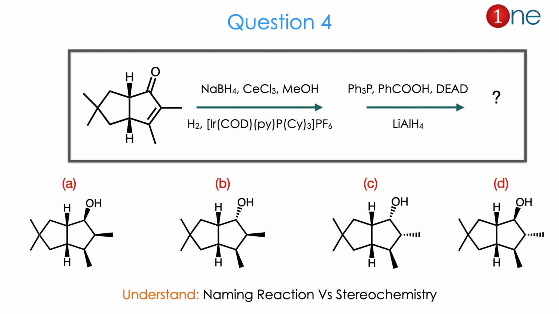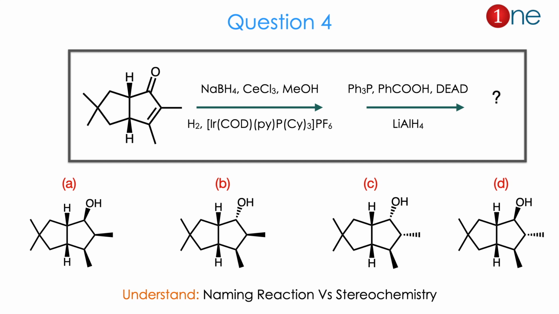Then the question number 4. The starting material is fused to a 5-member system. You have a conjugated ketone and many methyl groups around the system. Here both hydrogens are above the plane on the bridge. Here your reagents are sodium borohydride, cerium chloride and methanol. Then hydrogen addition with an iridium complex.